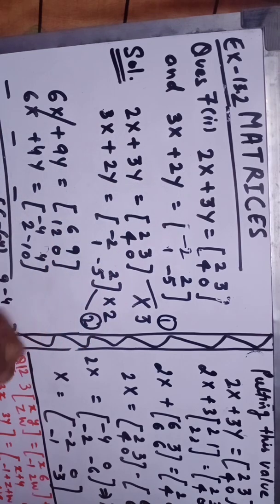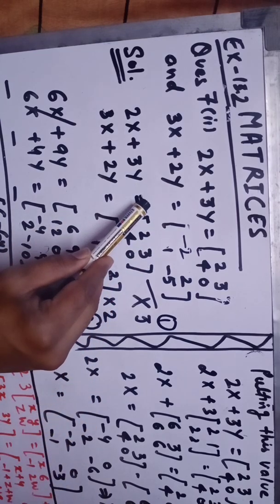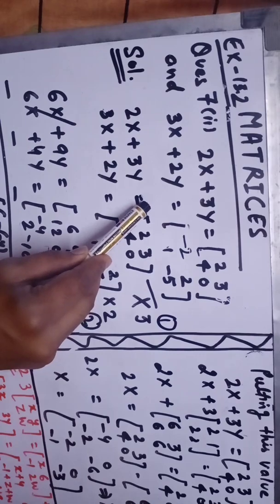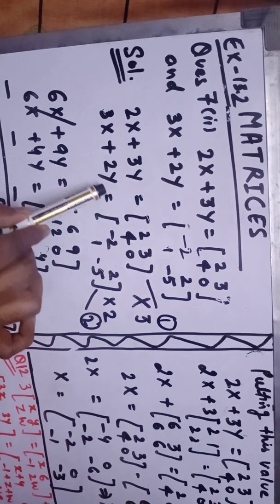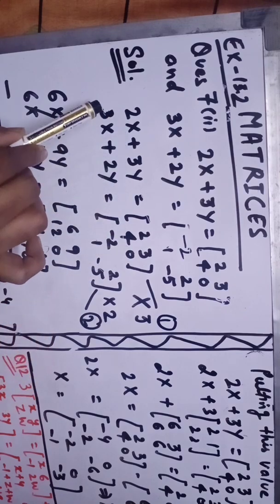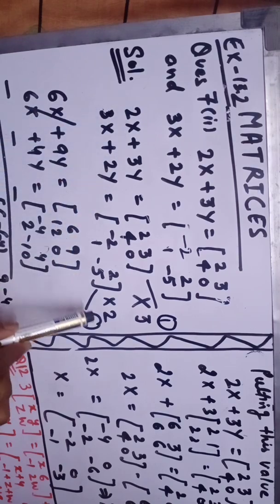So as we know that if we have 2 equations in 2 variables, we can solve these 2 equations by elimination method, or by cross multiplication method, or by substitution method. So here I am solving these 2 equations by elimination method. So as you know, if we have 2 equations, what I am doing is multiplying this equation by 3, and multiplying this equation by 2.